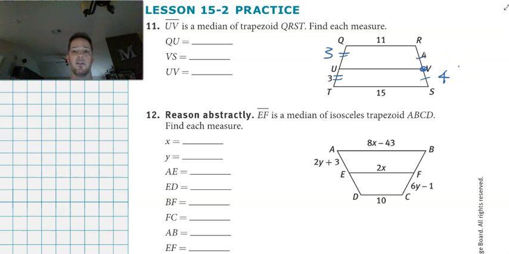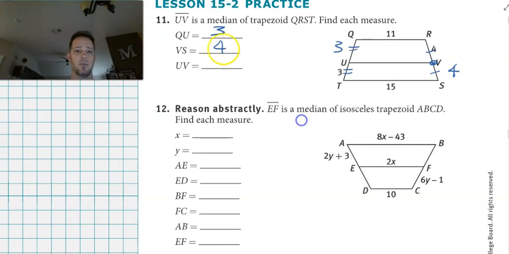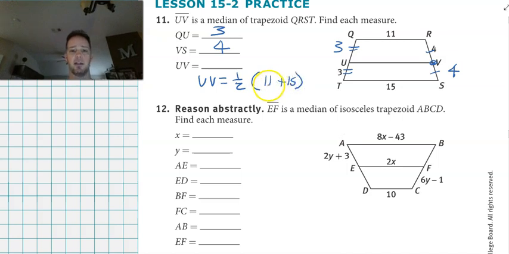All right, so find QU. QU, 3, that was easy. VS, 4, that was easy. UV is going to be 1/2 of the sum, so UV equals 1/2 of the sum of the two bases, 11 plus 15. So 11 plus 15 is 26. So we get 13, and that is exactly in the middle, 2 units away, 2 units away.